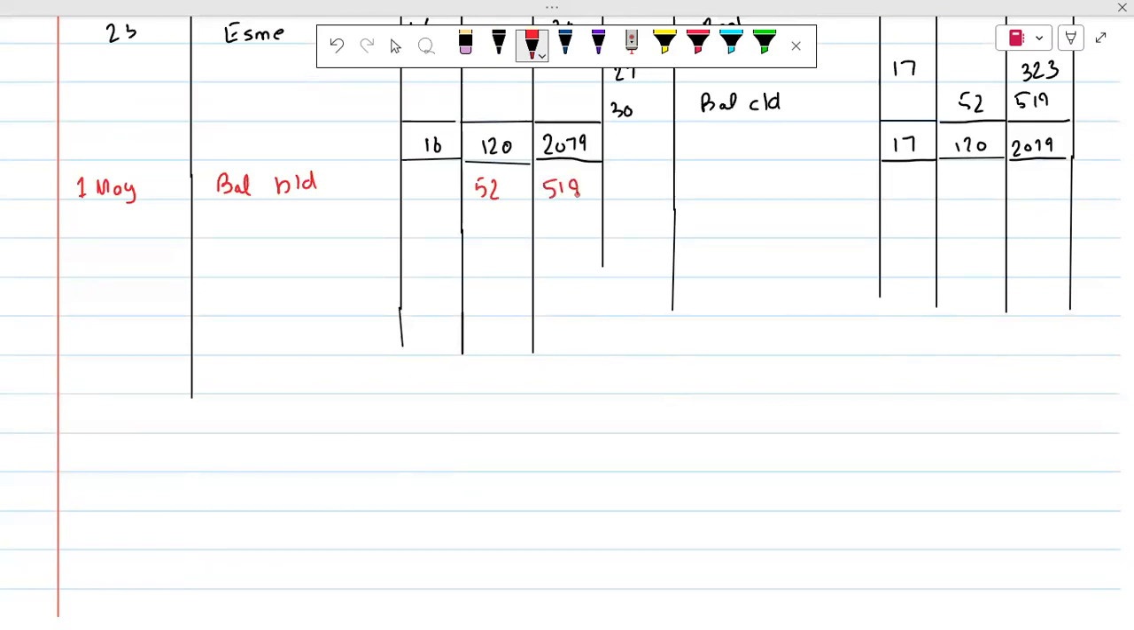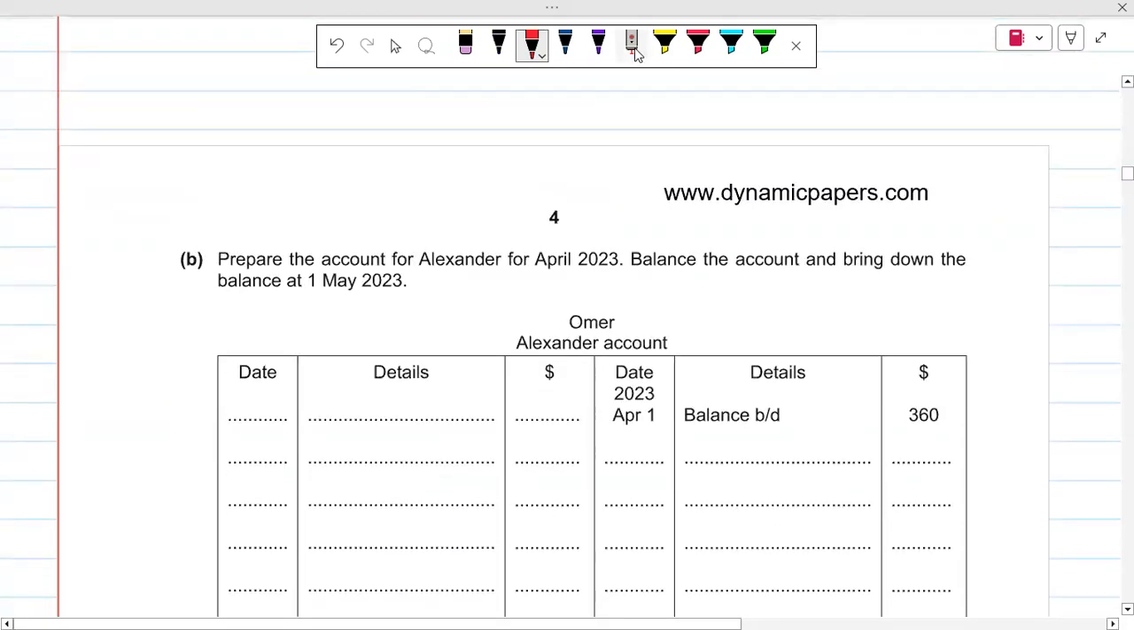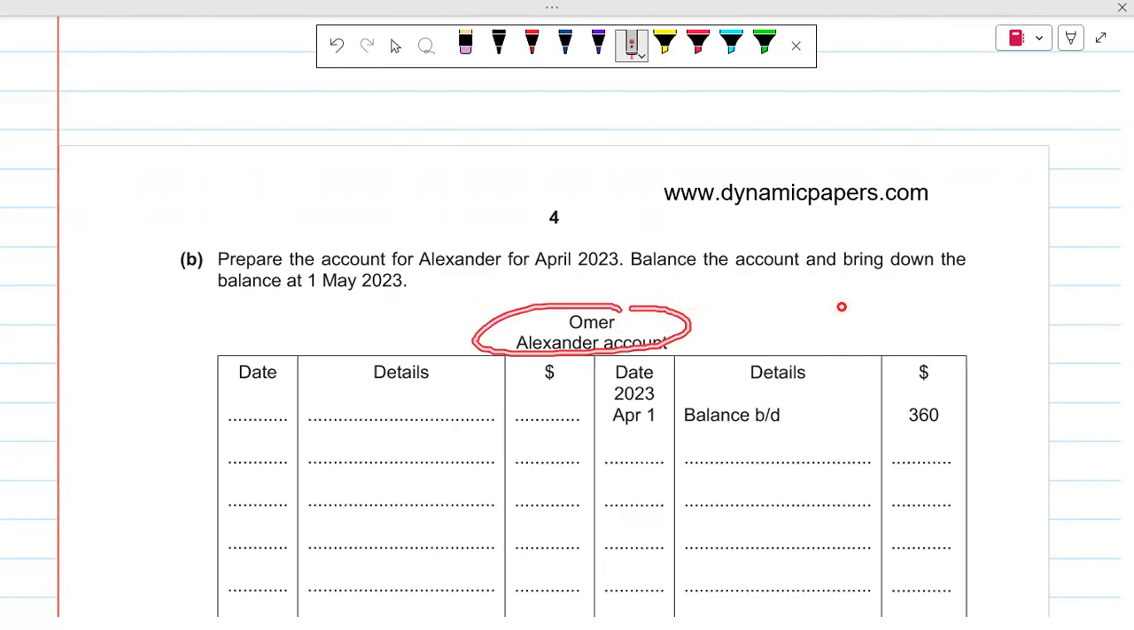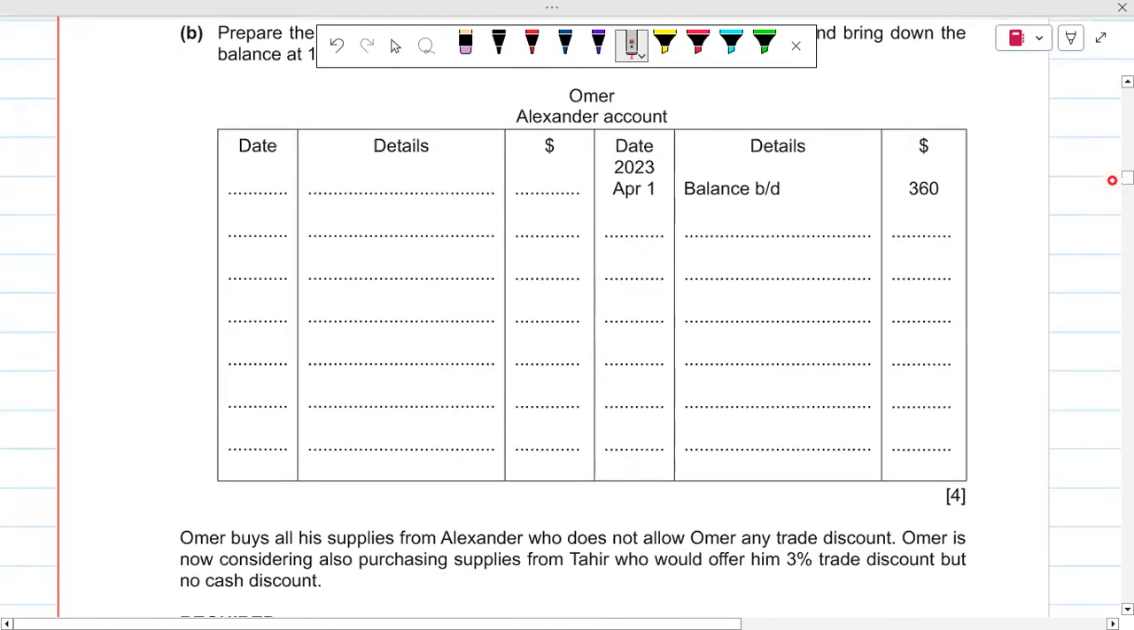Okay, so let's move forward to the next question. So we have the next question in which the examiner is asking to prepare the account for Alexander for April 2023, balance the account and bring down the balance at 1st May 2023. So basically Alexander was our supplier. So we have to maintain the Alexander account also. So here you can see that the balance b/d for your supplier is $360, and we have to record the other transactions.